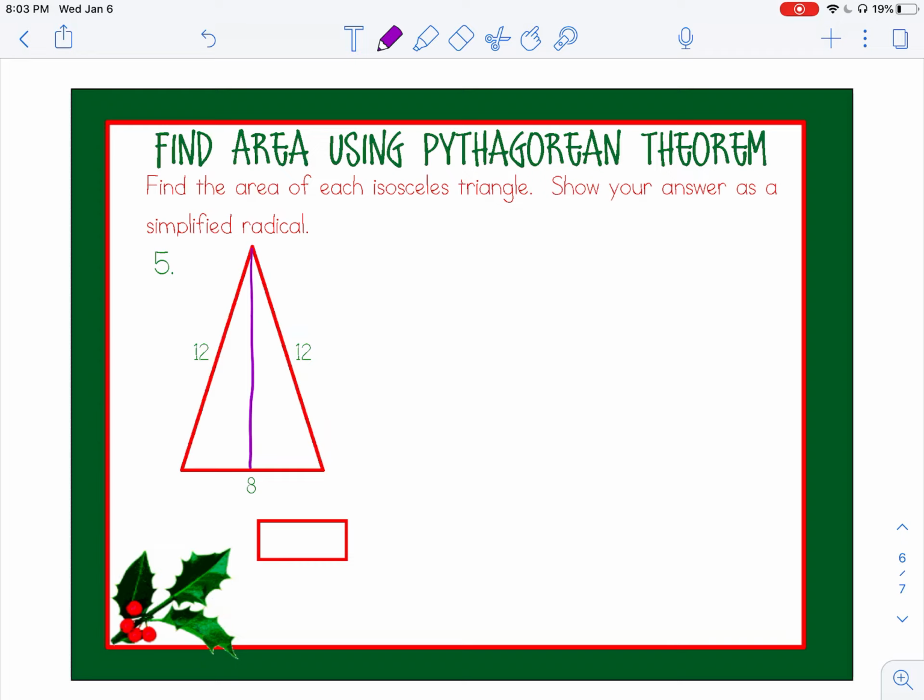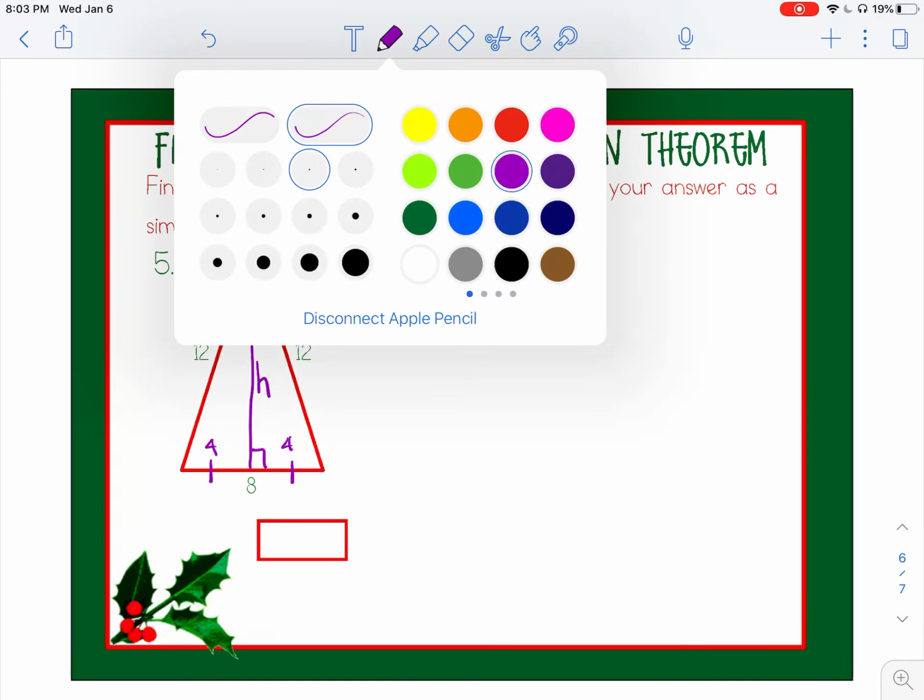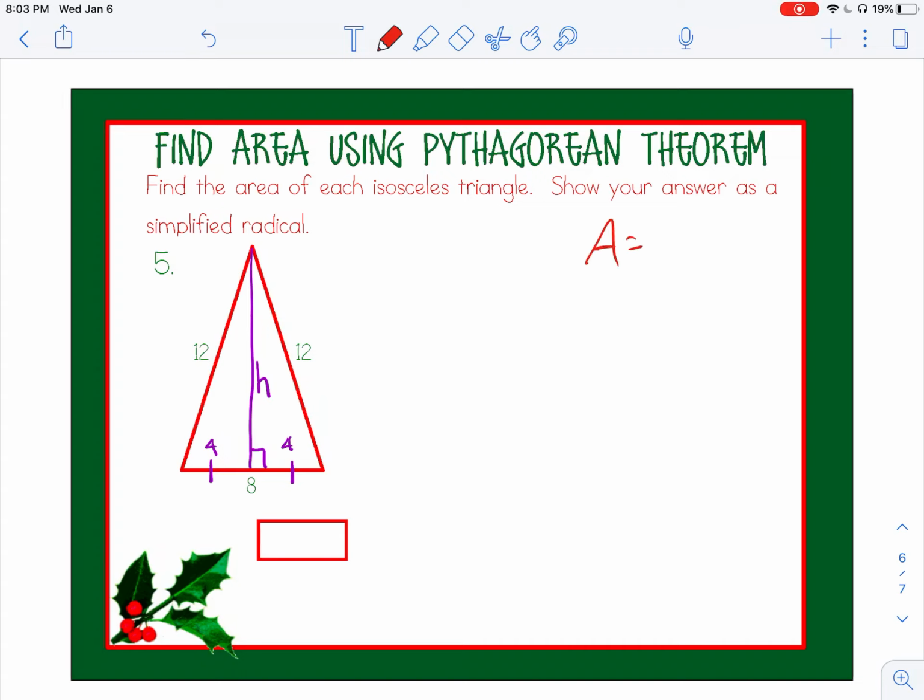So basically the trick is to drop down a height. We'll call that H. But since it's perpendicular, you can figure this out, making each of these 4. And the area of the red triangle, tell you what, let me turn this to red. The whole red triangle would just be, like any triangle, 1/2 base times height. And the base of the entire red triangle is 8, but we don't know the height yet.